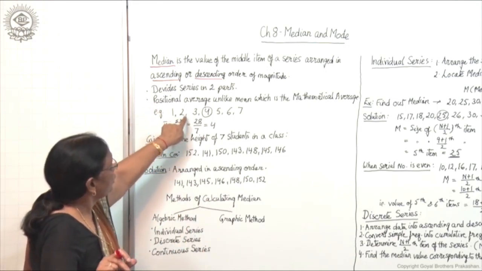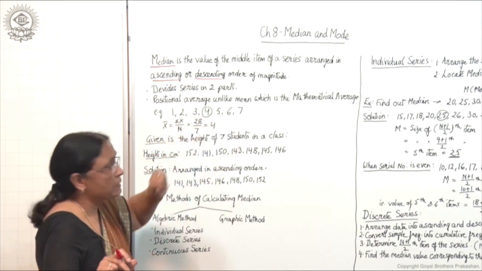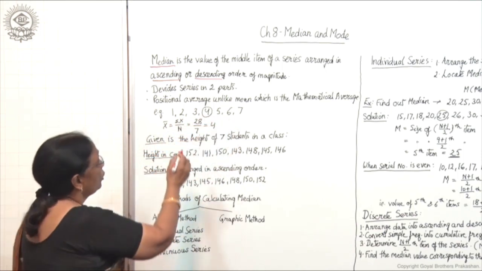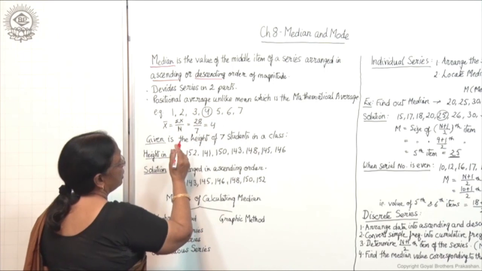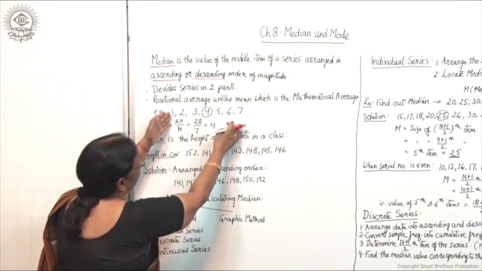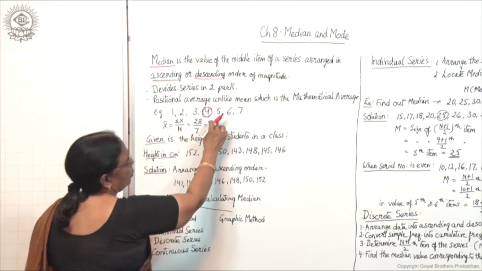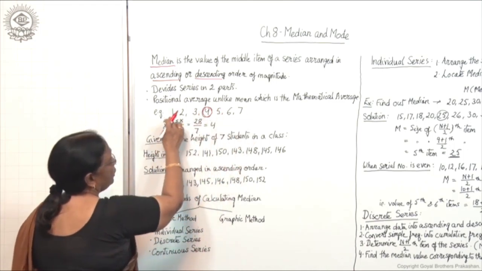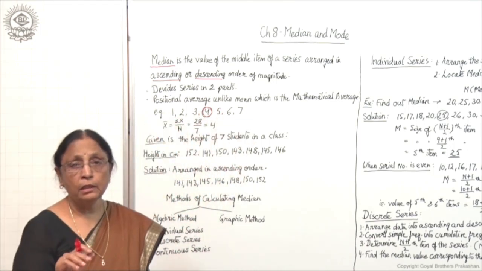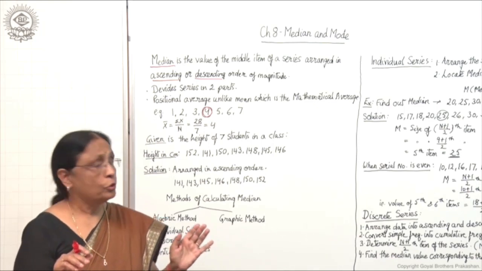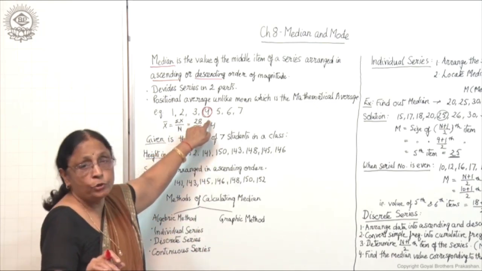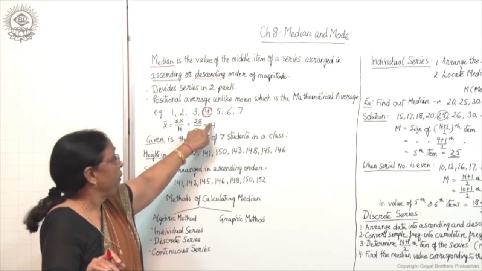For example, suppose 1, 2, 3, 4, 5, 6, 7 is given to you. Now here these are 7 figures. If you observe it clearly, this 4 will be the central value, because 3 figures are on one side and 3 figures are on the other side. So this 4 is dividing the series into 2 equal parts. This is known as median.